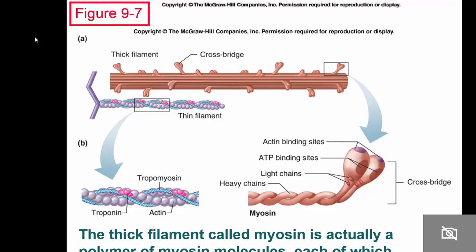Anyway, and then you have these actual light chains. Now these light chains in the skeletal muscle don't do very much, but when we get to smooth muscle, they actually do a lot. Okay? So we'll talk about those. So any questions about this? I wanted to show you this, and then we'll go back.